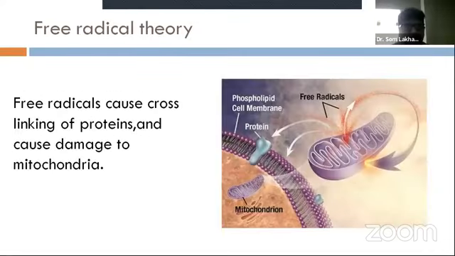And the third theory behind skin aging is the free radical theory. The free radicals develop inappropriate cross links of proteins and cause damage to the mitochondria, which ultimately leads to death of the cells, and the aging process ultimately starts. So this is the most widely proclaimed theory of aging, that is the free radical theory of aging.